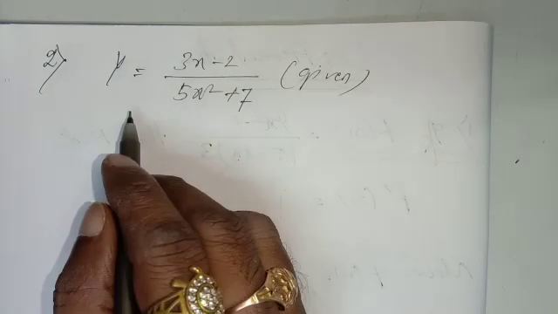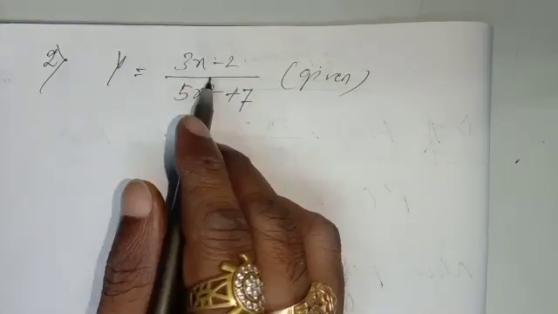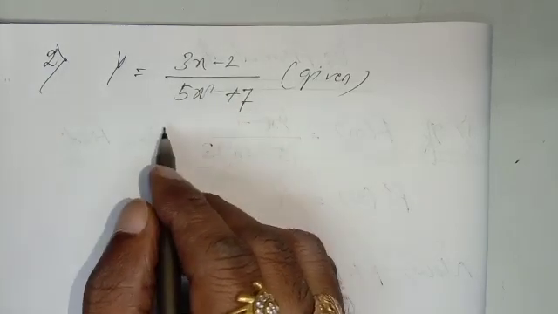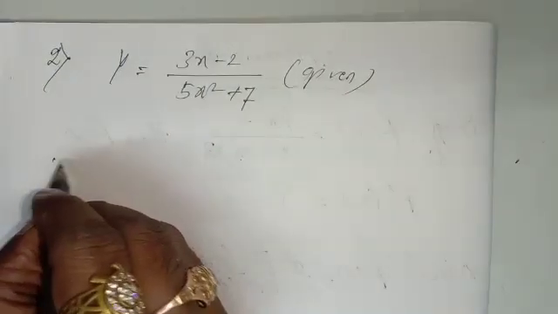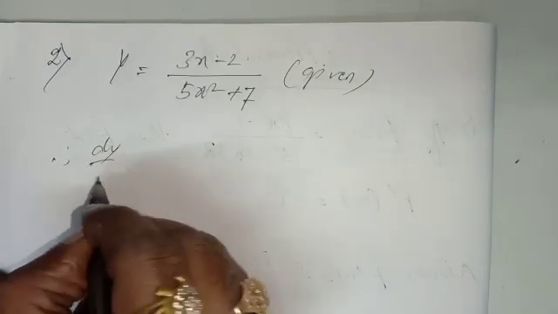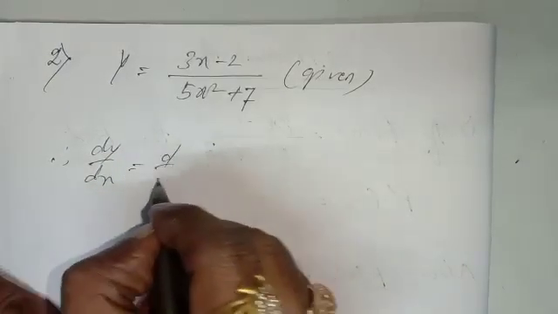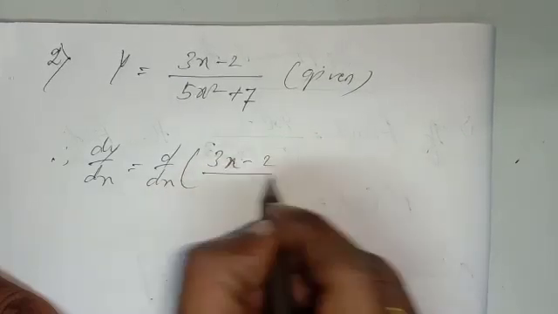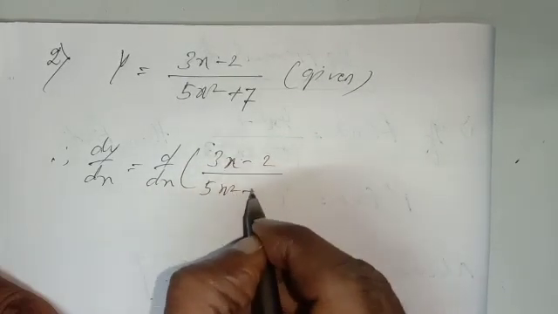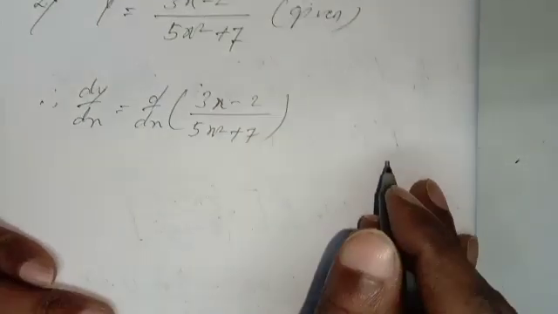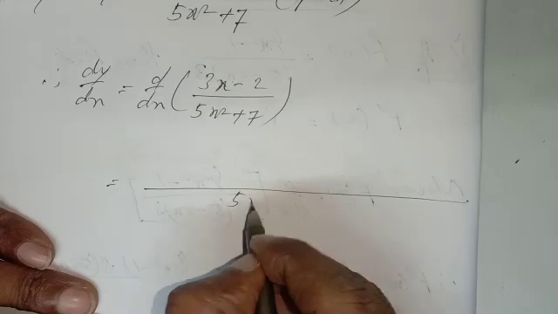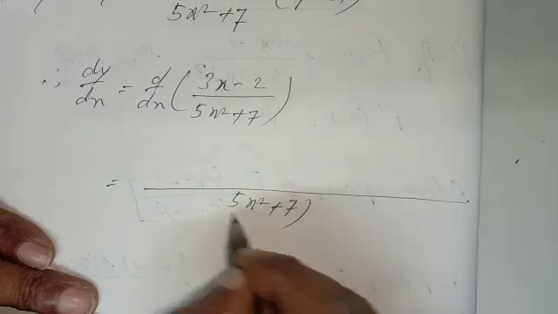Question number 2. Y is equal to (3x minus 2) by (5x square plus 7), it is given, and you have to find out dy dx. Here also you have to apply the u by v form. dy by dx is d by dx of (3x minus 2) by (5x square plus 7). You have to apply the u by v form. What is that? v square, (5x square plus 7) whole square.